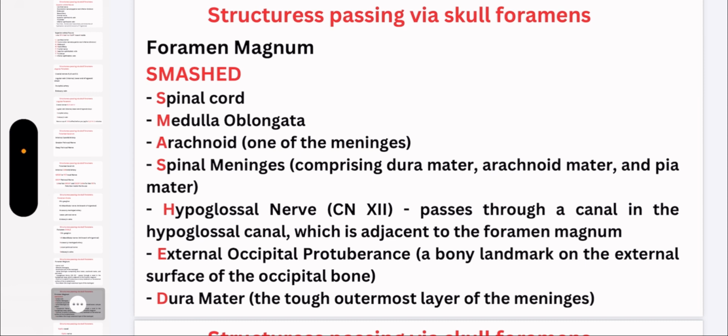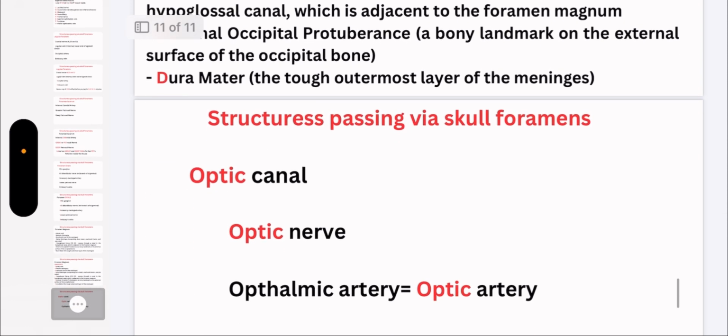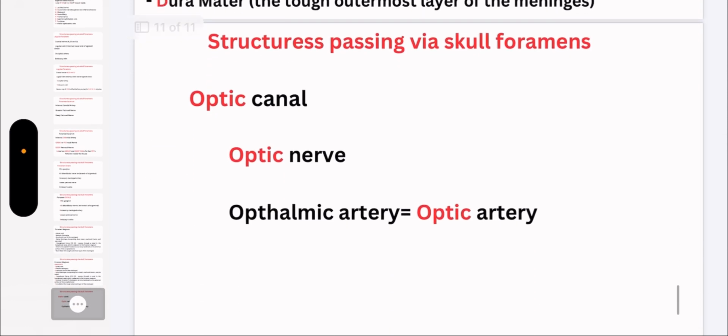External occipital protuberance is a bony landmark. It's not a structure passing via the foramen magnum. I mentioned it to make the mnemonic logical. And lastly, dura mater. The last structure is the optic canal, which I just included for the sake of completion. Optic canal, two important structures passing via it: optic nerve and ophthalmic artery, which we can call optic artery.